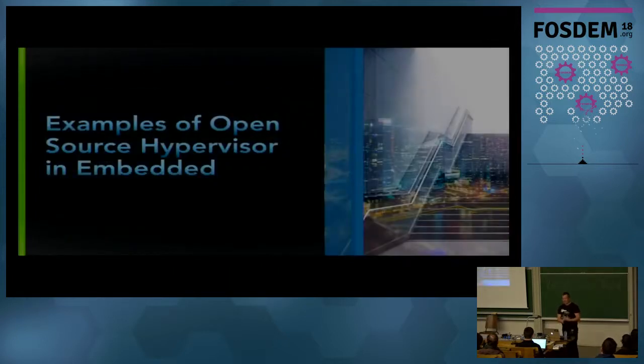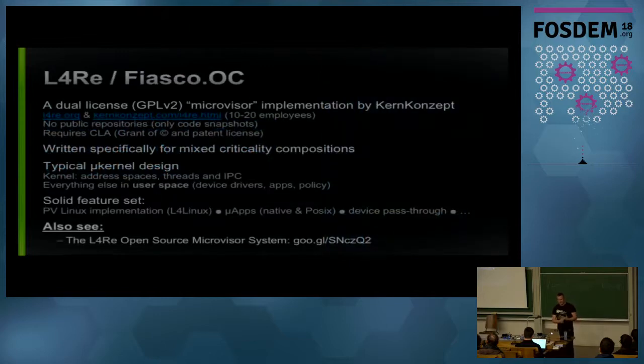So let's look at a few examples of hypervisors today in that space. This one, which is really interesting, is called L4E. It comes from a wide heritage of hypervisors. There's a whole family called the L4 family, which were originally developed for the mobile space. This one keeps coming up in discussions about automotive.